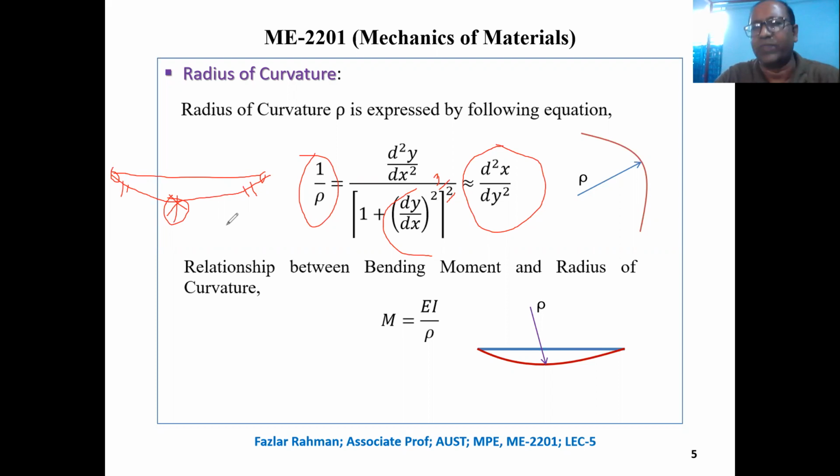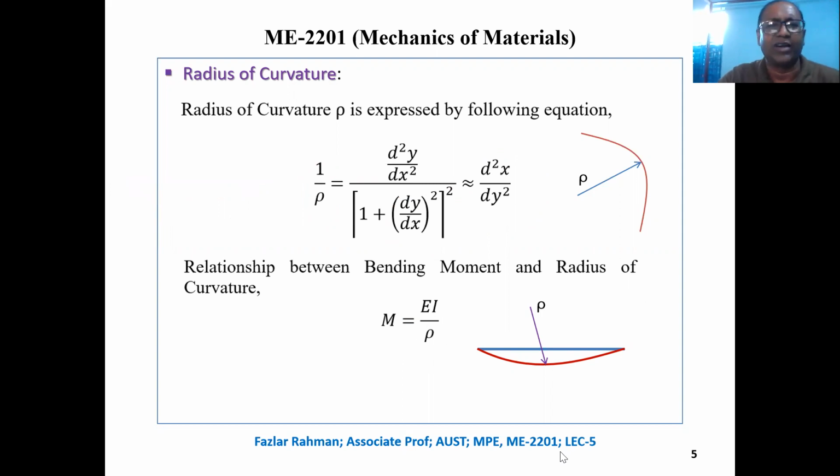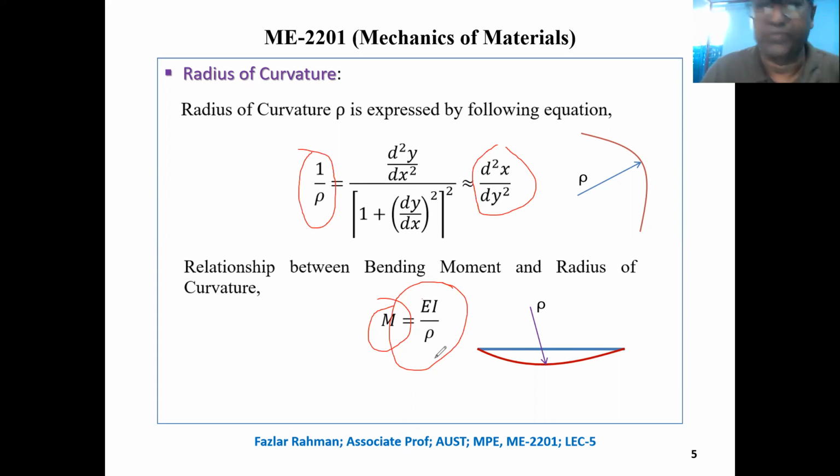So if this bending moment is very high, then the radius will be small. This bending moment and the radius of curvature have some relationship. We will see two relationships over here. Number one, 1 by radius of curvature equals this. Again, the relationship between the radius of curvature, bending moment and modulus of elasticity is M equals EI by rho. Now, from these two equations, we can get something.